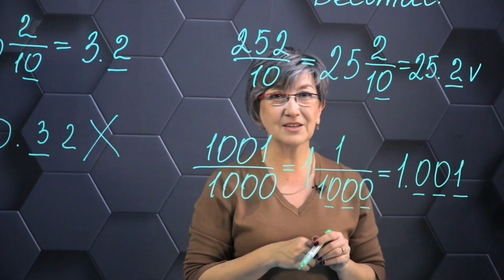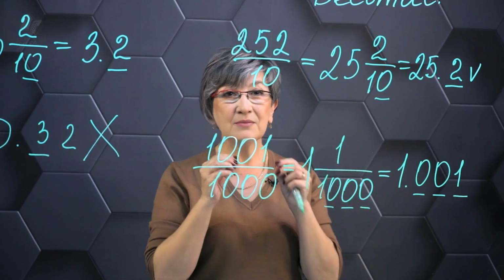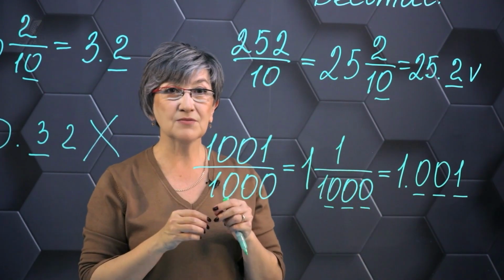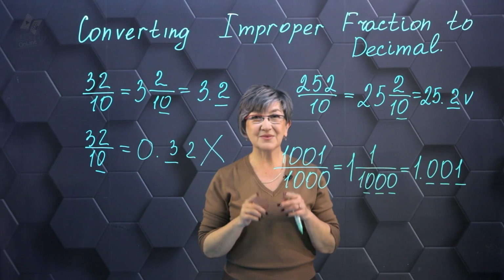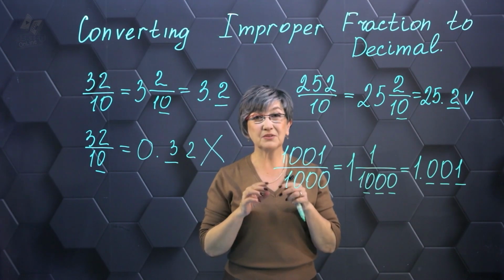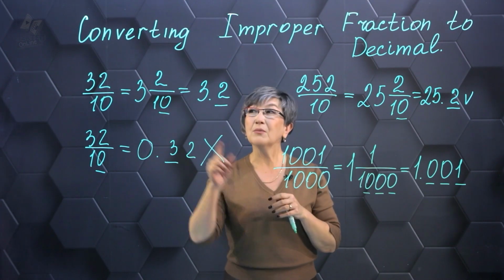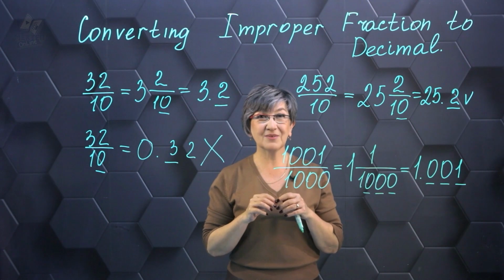When converting an improper fraction into a decimal fraction, be very careful. In the next lesson, we will analyze the algorithm for converting an ordinary fraction whose denominator is not equal to 10, 100, or 1000.